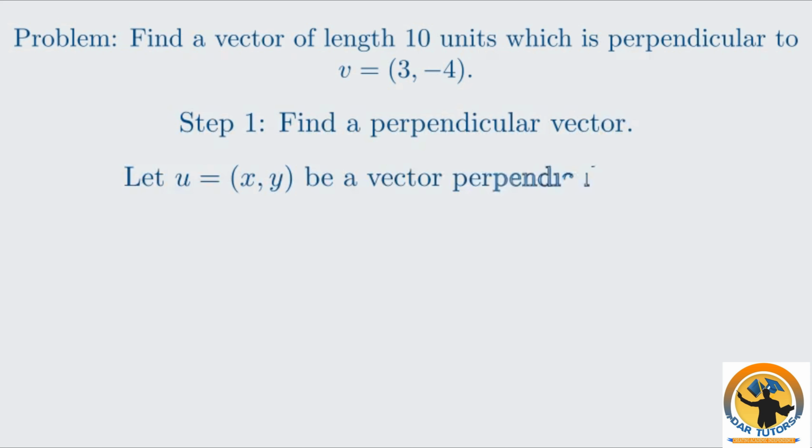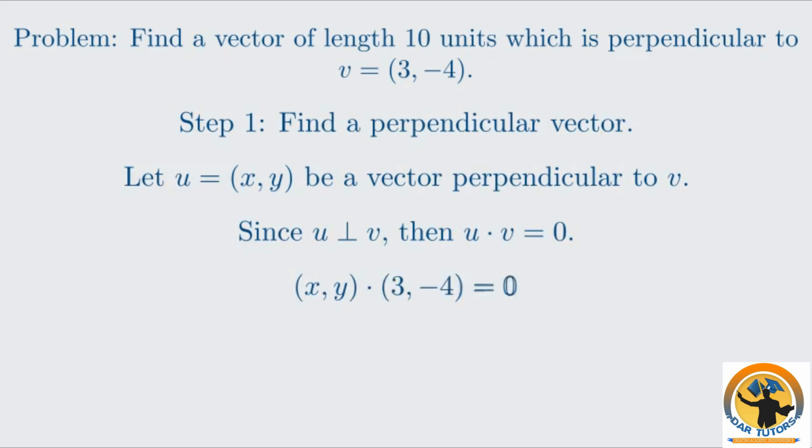Let's call the perpendicular vector u, with components x, y. Since u is perpendicular to v, their scalar product must be 0. This gives us the equation 3x - 4y = 0. We need to find a pair of x and y values that satisfy this equation. There are infinitely many solutions, but we only need one.